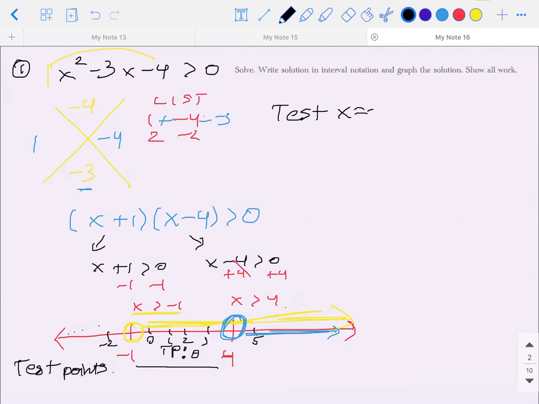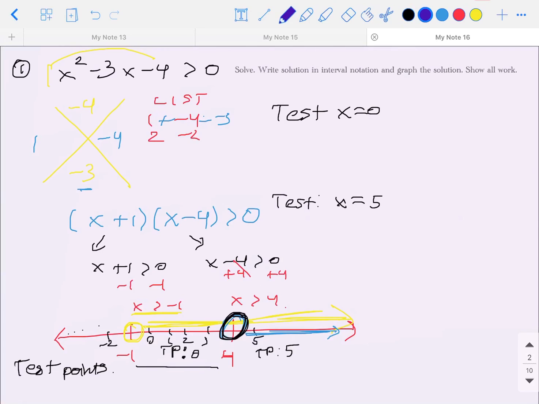x equals 0. And I'm also going to test anything that's greater than 4. It cannot be 4 because there's an open hole here. So I'm going to use test point 5. So test x equals 5.